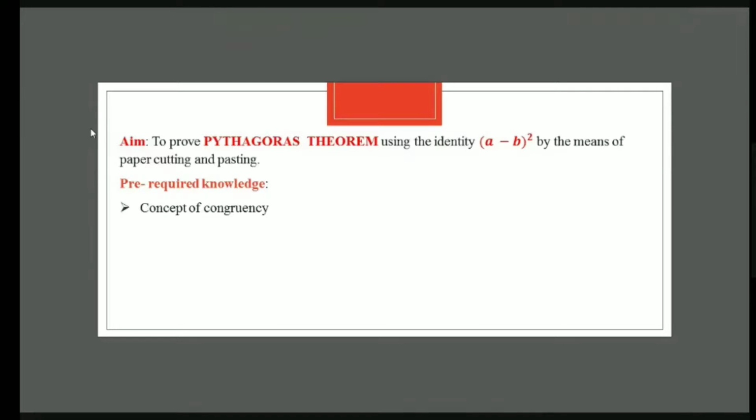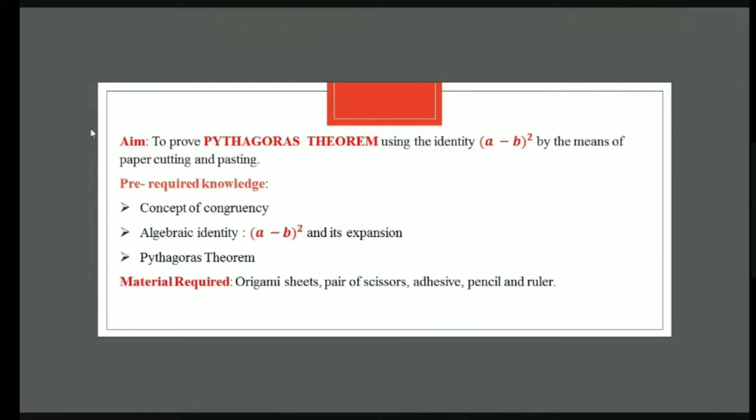The pre-required knowledge is the concept of congruency, algebraic identity (a - b) whole square and its expansion, the Pythagoras theorem. The material required is the origami sheets, pair of scissors, adhesive, pencil and ruler as in the previous case. Just see the explanation of what you're supposed to do with the pasting work.